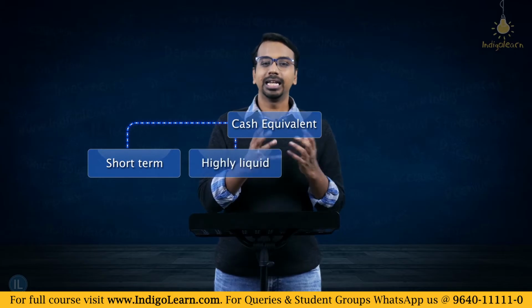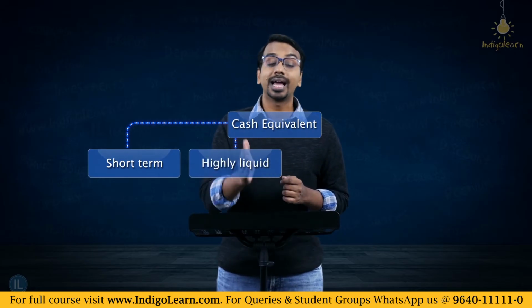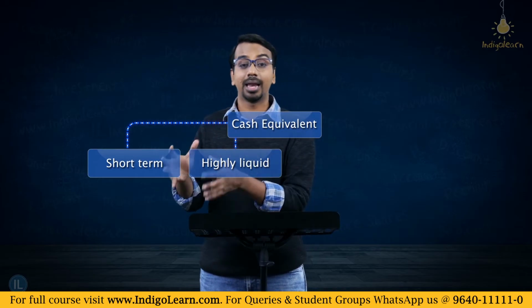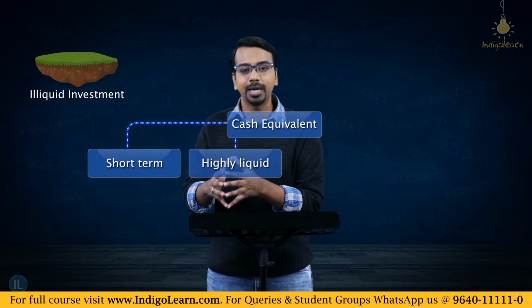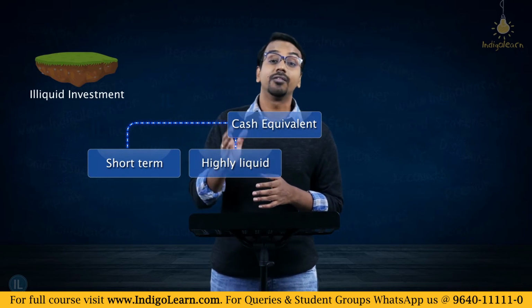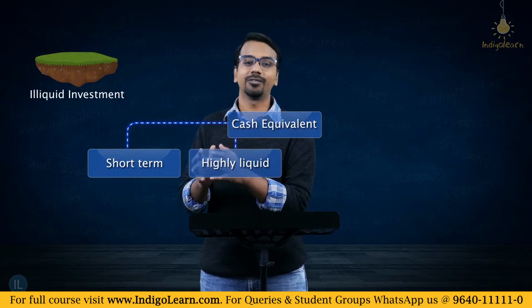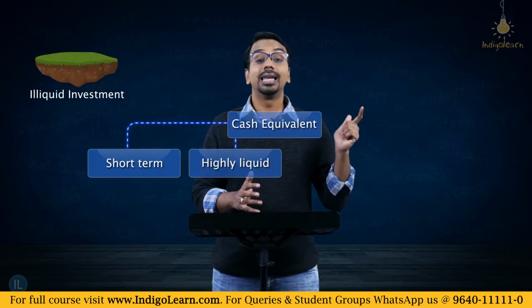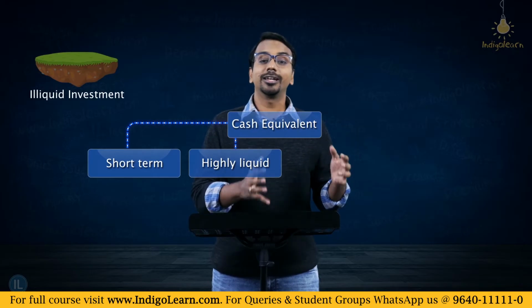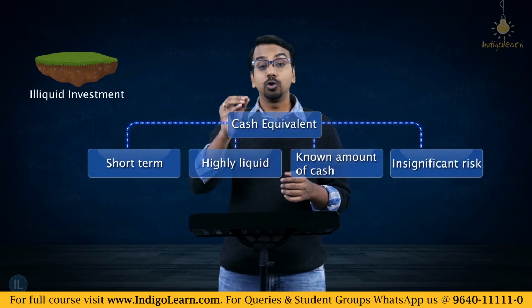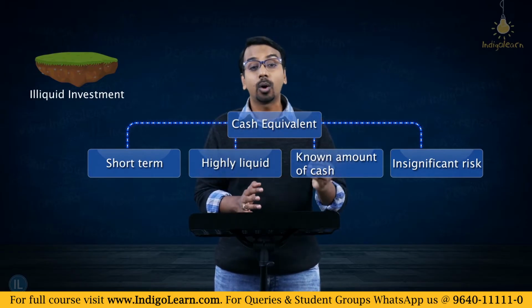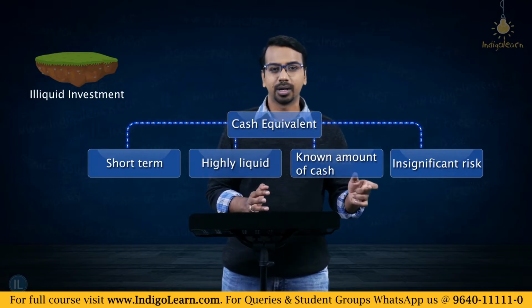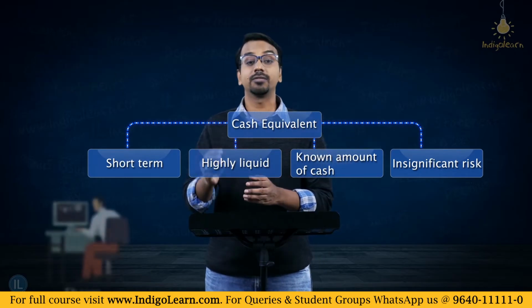So what are the 4 things you have to check? Short term, highly liquid. Highly liquid means you must be easily able to convert that into cash. Something like if you invest in land, is land a liquid investment? No, land is not a liquid investment, because you will not be able to convert a piece of land into cash very easily, right? So that is an illiquid investment. So you have to consider short term liquid investments which can be converted into known amount of cash, meaning to say you must be 100% sure, or you must be 99.99% sure of the amount you will get when you convert that investment.